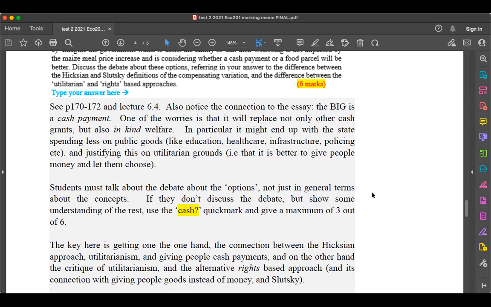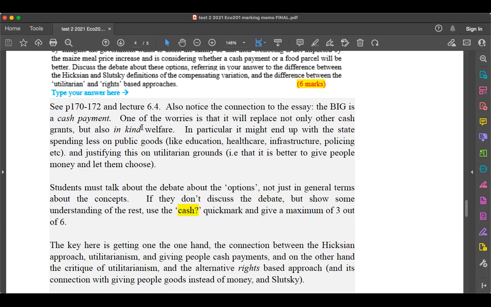So the BIG is a cash payment, and one of the worries is that it will replace not only other cash grants, but also in-kind welfare. So what is meant by this? Please do Google things that may sound like they make sense, but that you may not know what they mean. So what does in-kind welfare mean? What is the consequence of the BIG replacing in-kind welfare?